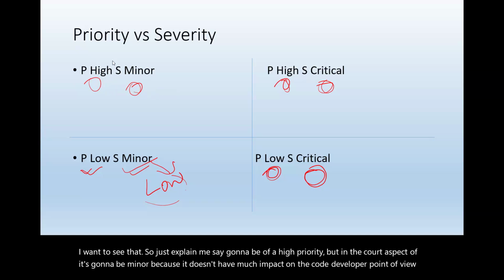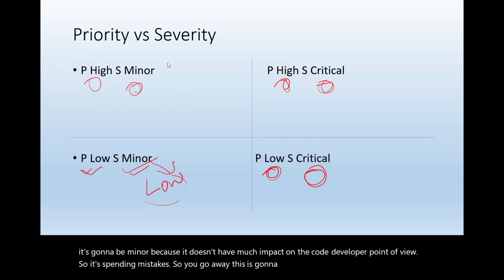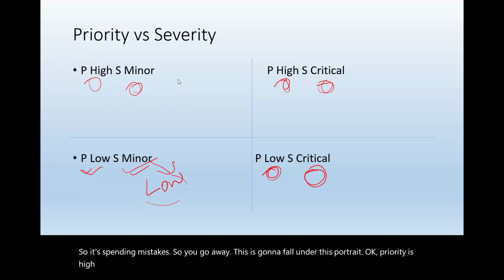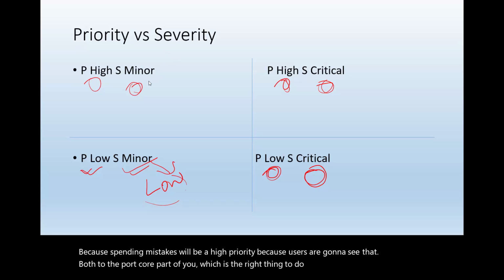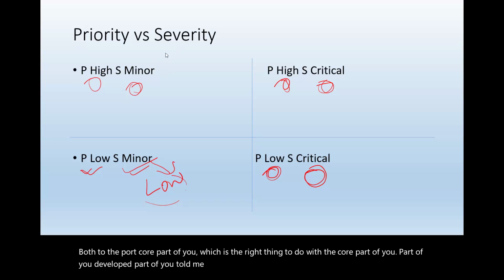So it's a spelling mistake, and this is going to fall under this quadrant. Priority is high, severity is low, or minor. Spelling mistakes are going to be a high priority because users are going to see that. But from the code point of view, which is severity, the development point of view, it is going to be minor severity. So it falls under this quadrant.